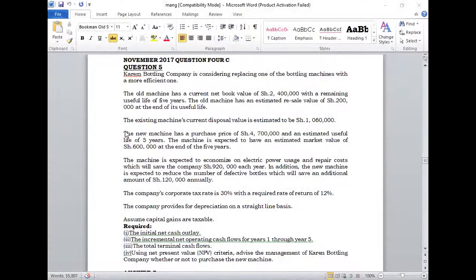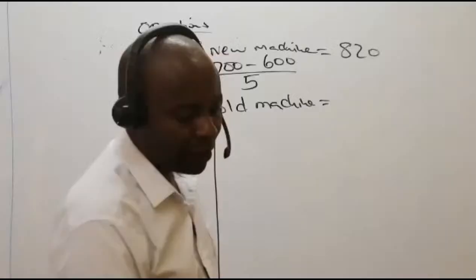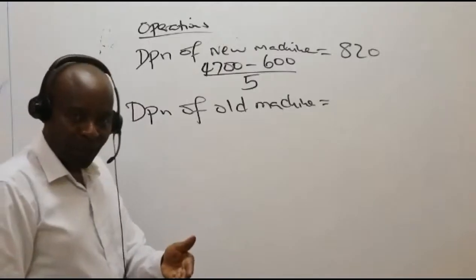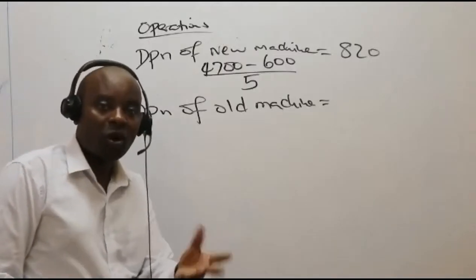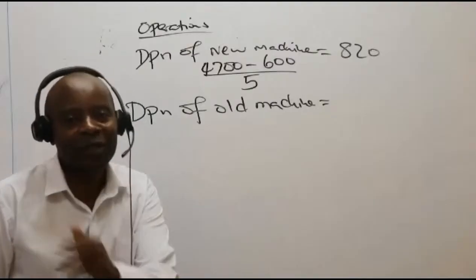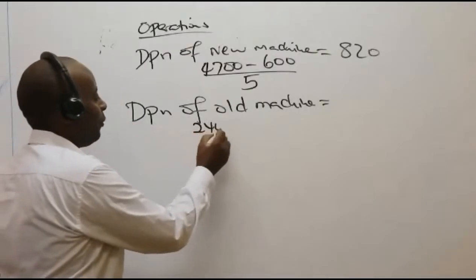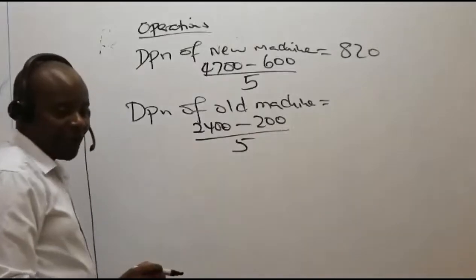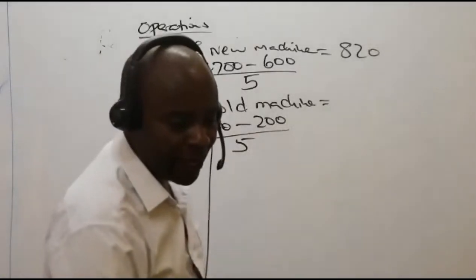So we have the old machine. The old machine has a net book value of 2.4 million with a remaining useful life of 5 years. The old machine has an estimated resale value of 200,000 at the end of its useful life. I can see its net book value, which now will act like its cost because they have given us what we call remaining useful life. So the net book value is 2,400 minus its scrap of 200, over the remaining useful life of 5 years.